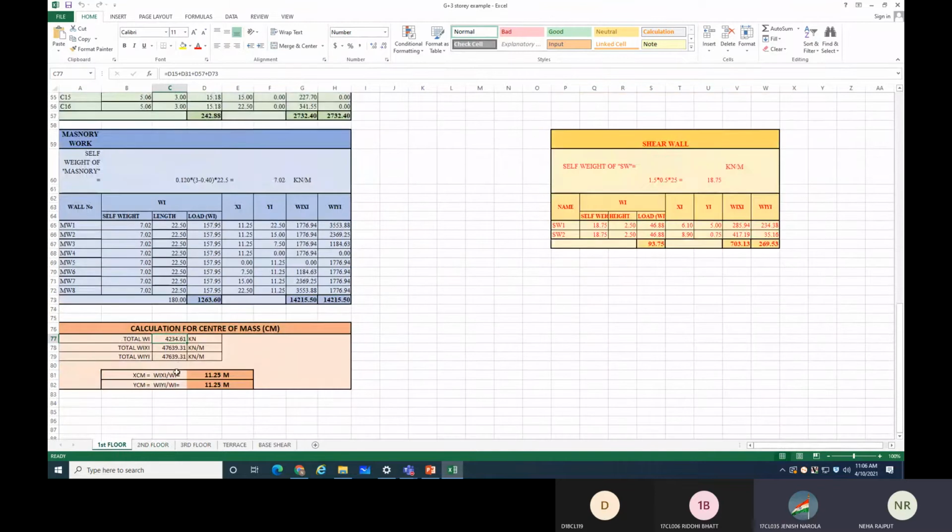For all the floors, have we discussed this xi and yi distance to get the value of center of mass?